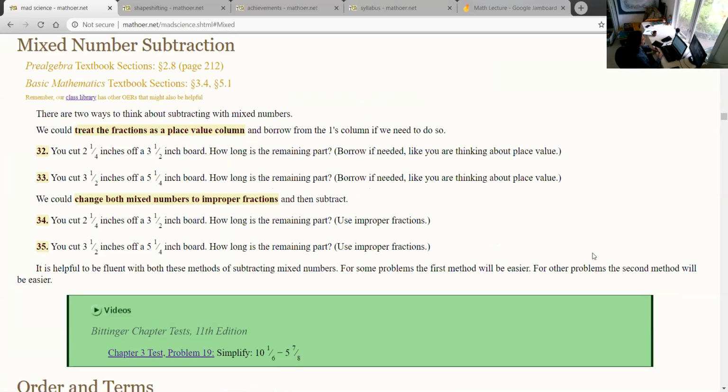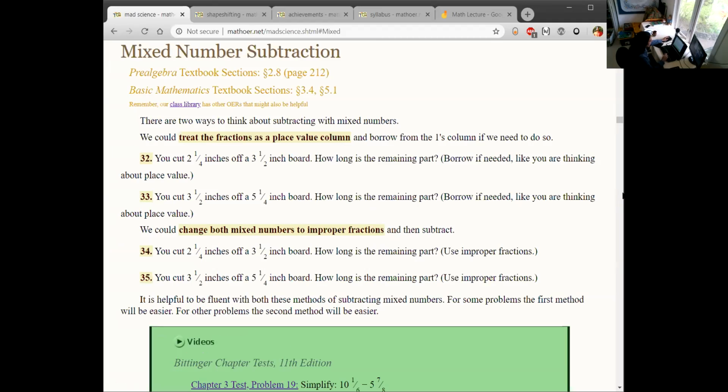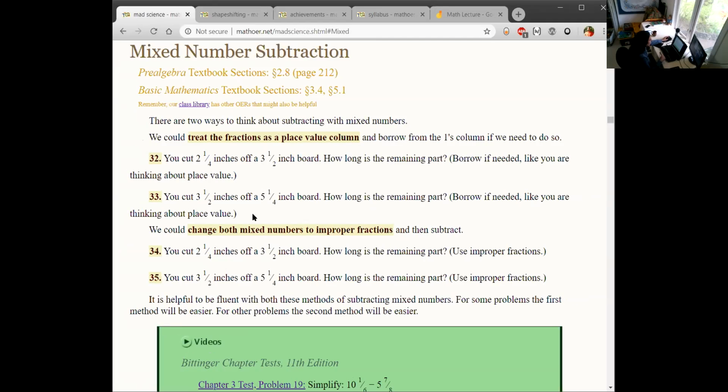When we have mixed number subtraction, there are two ways to do it. We could say, let's make everything an improper fraction. Improper fractions are usually the best way to deal with these types of things. And let's just do that. But we can also think of it like place value. So that's this method here. Let's do two different problems both ways. Make this not so wide. Better for my copy.